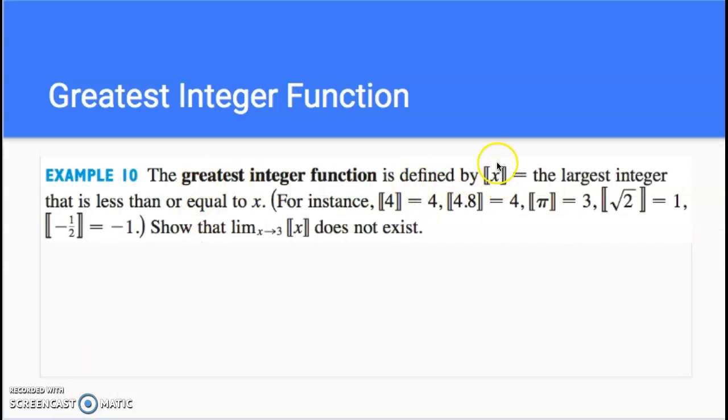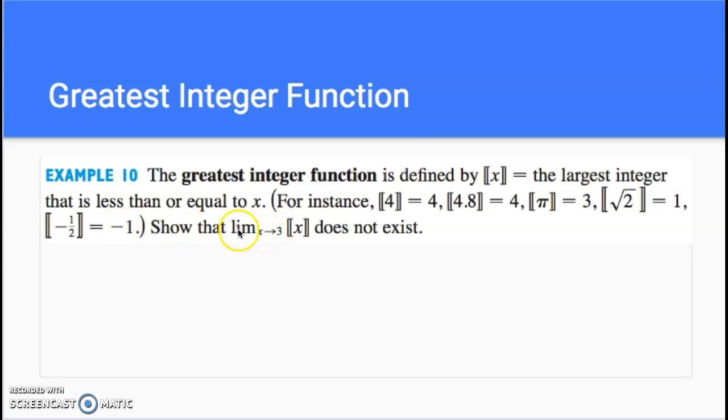The greatest integer function is this double bracket symbol on the x, and whatever your x equals inside, the value of the function is the largest integer that is less than or equal to that value. So for example, 4 is an integer, so 4 is the answer. 4.8 is not an integer, so you want to go to the largest integer that is less than this, which would be 4. Pi is not an integer, it's 3.14, so you want to go down to 3. Square root 2 is about 1.4, so you go down to 1. Negative 1/2 is not an integer, so you go down to negative 1.